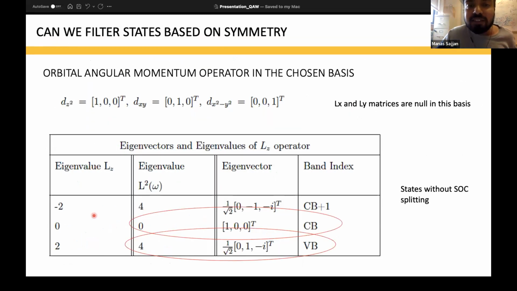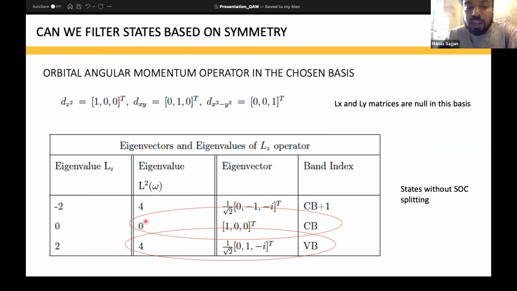Now, we also filter states based on symmetry. Since TMDCs have a D3H unit cell, they have a C3 axis along the z direction, and hence Lz is a constant of motion. In the basis of these three orbitals, Lx and Ly matrices are actually null matrices. And so we can use L squared, which enjoys exclusive contribution only from Lz, as a symmetry operator. These are the three eigenvalues of L squared, and these are the three eigenvectors, and these are the states to which the eigenvectors correspond.